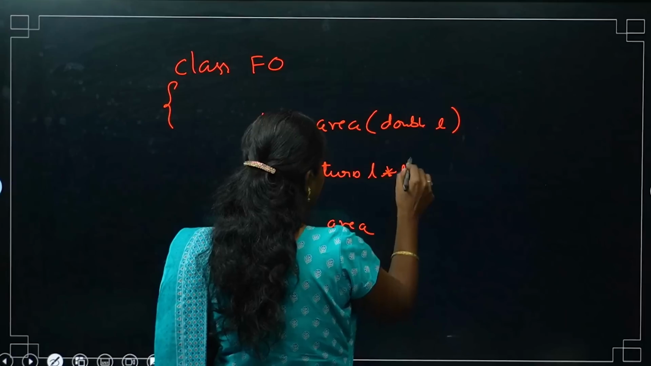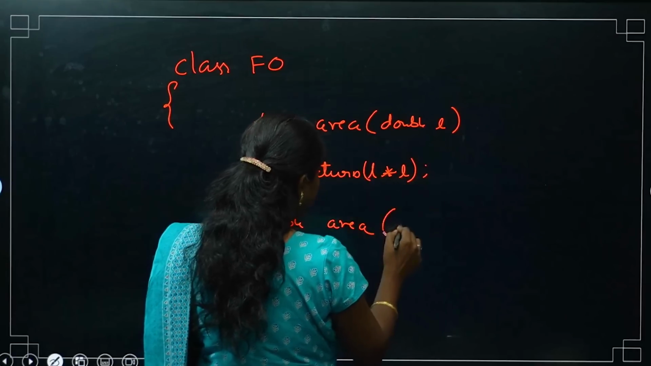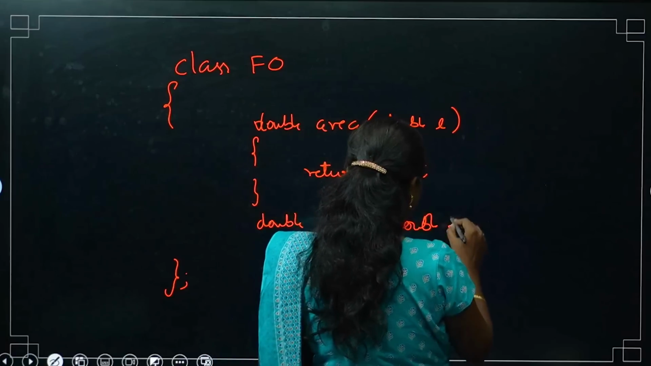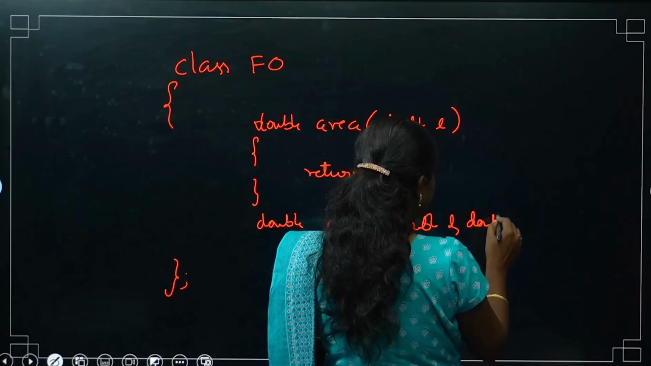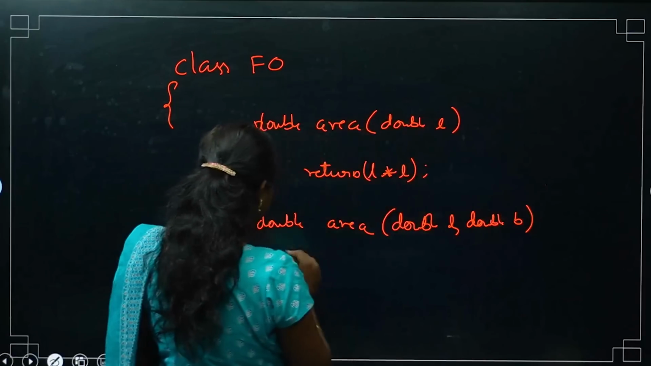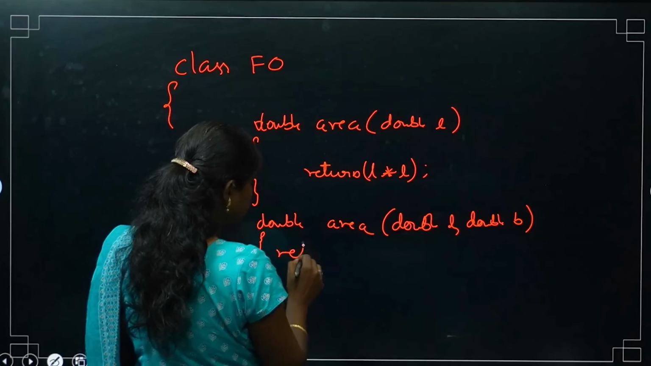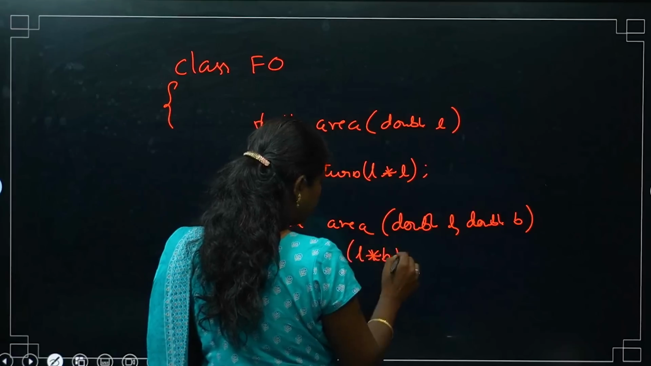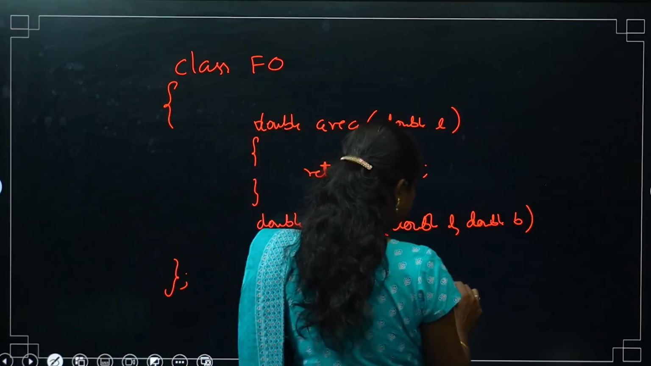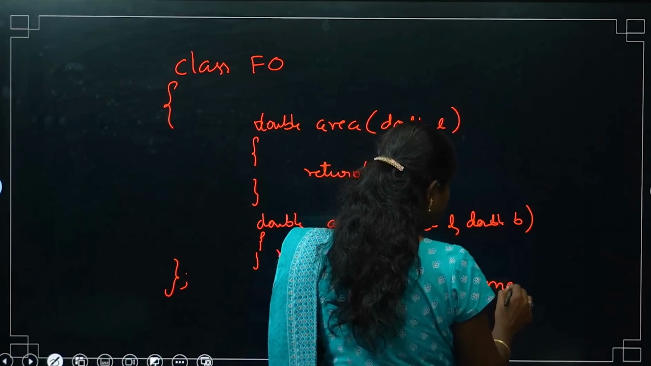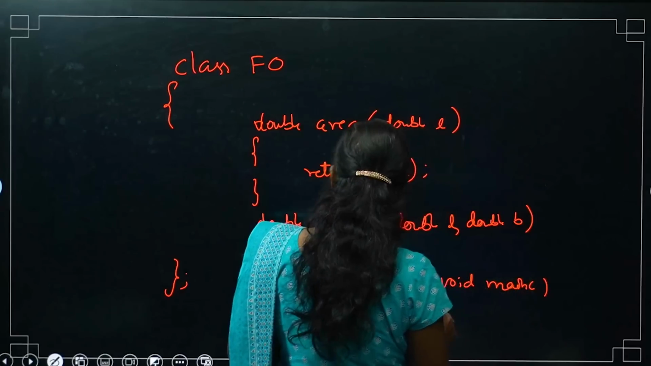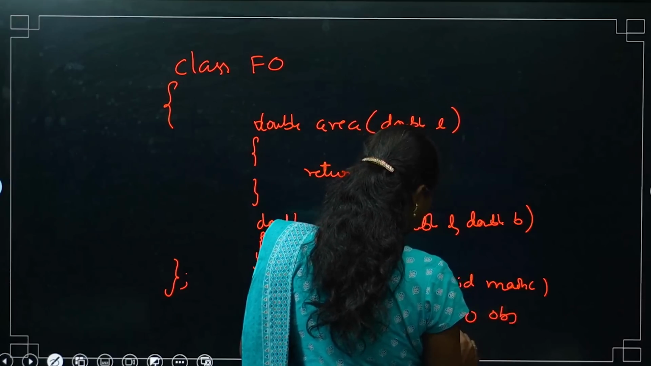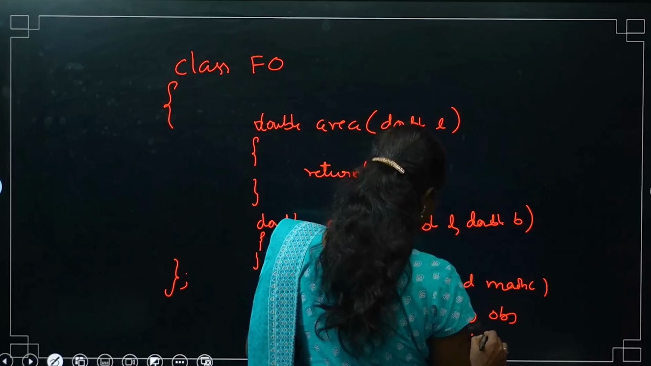L into L, area of square. Then area, double L, double B, return L into B, area of rectangle. Main function, void main function. Okay, I'll just write FO OB, then OB dot area.